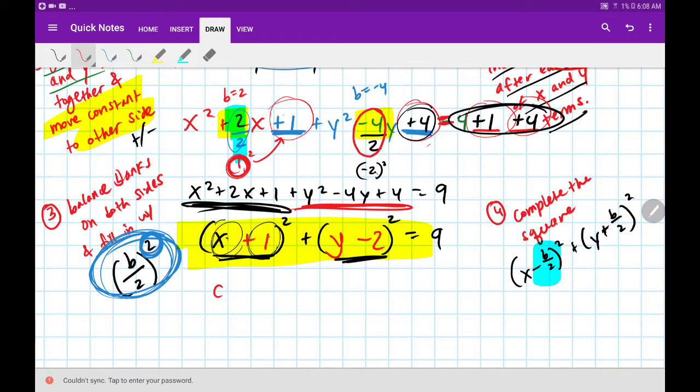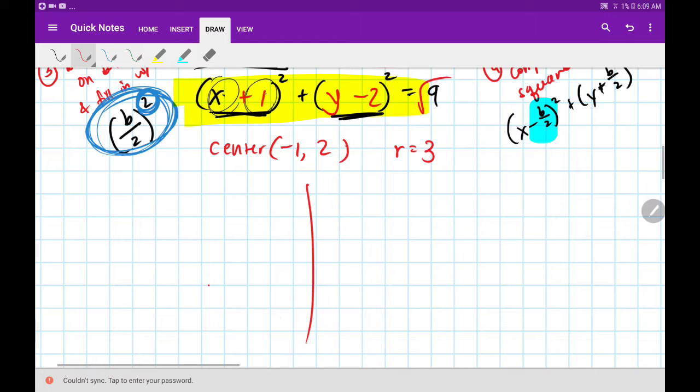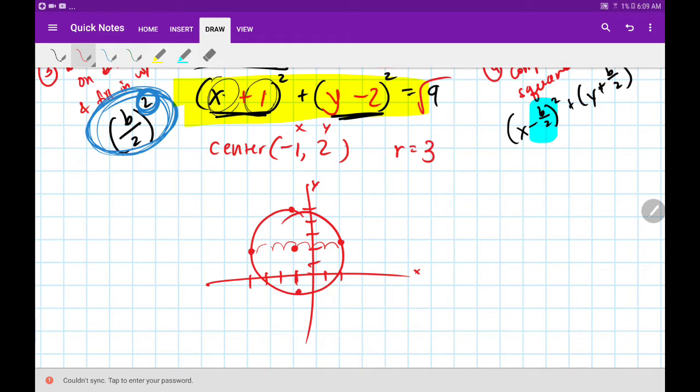So now to find my center, I just flip both. So it's negative 1, positive 2. And to find my radius, I take the square root of the 9, which is 3. You then plot it like this. This is an x term, this is a y term. So on your x-axis, go back 1. On your y-axis, positive 2. Now you're going to count up 3, down 3, over 3. So it's 1, 2, 3, and then to the left 3. Draw your circle. That's all there is to it.